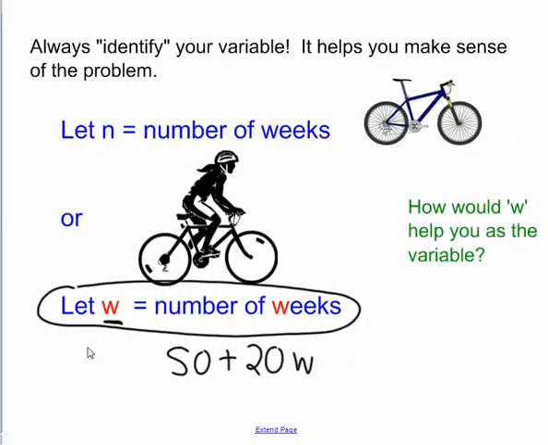And then we just talked a little bit about making sure you identify your variable. Make sure you know that n stands for the number of weeks, and sometimes you actually use a letter that represents the meaning of the variable. So we might have used W to represent the number of weeks, because week starts with a W, and then it would have been 50 plus 20W for the expression to represent how much money he saved.